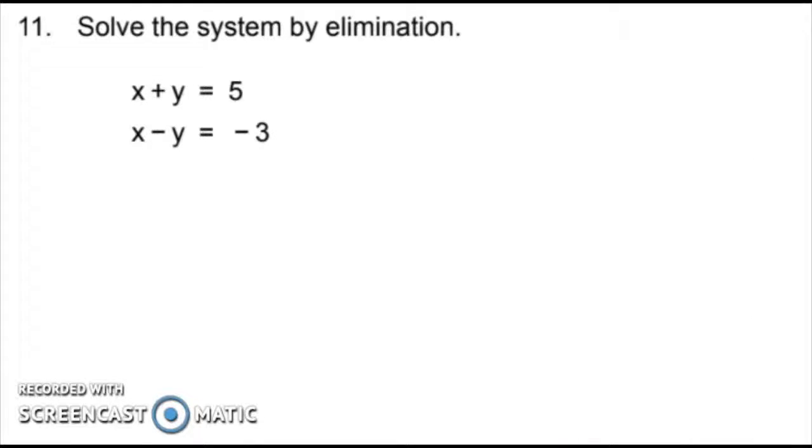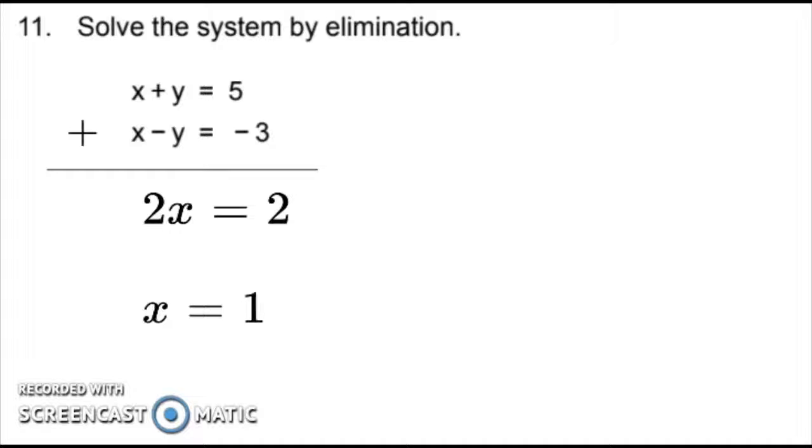Number 8, it says solve the system by elimination. Since I have a pair of variables with the same number but different signs, I can just add them up. X plus x is 2x, y plus -y cancels out to give me 0, and 5 plus -3 is 2. Now I divide both sides by 2 and it gives me 1.